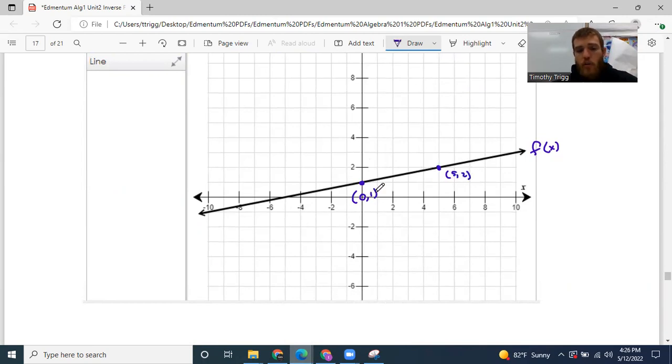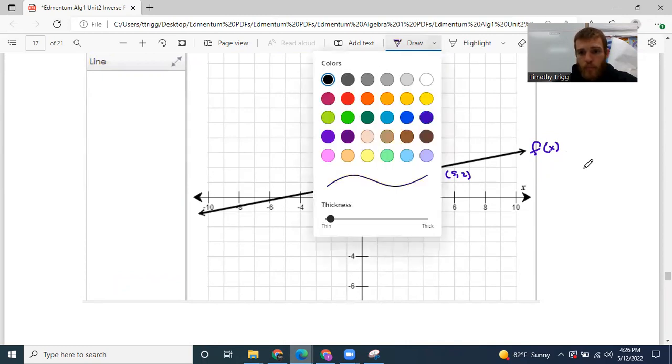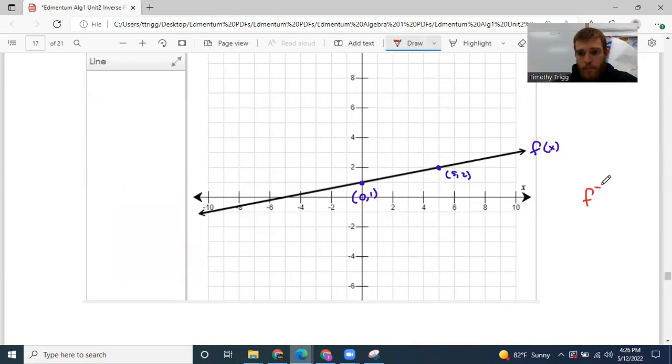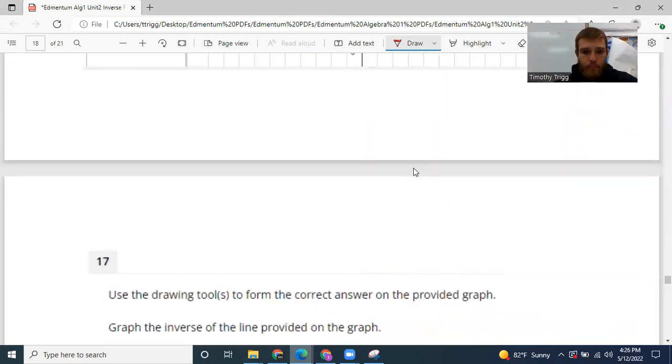Okay, so if 0, 1 is a point on the function, then for the inverse function, you would swap that position. Swap the x and y. So instead of 0, 1, it would be 1, 0. Instead of 5, 2, it will be 2, 5. So you'd want to graph those points and make a line connecting them.